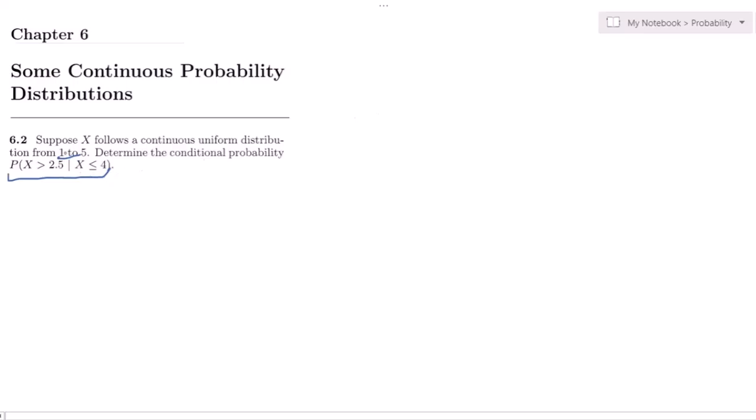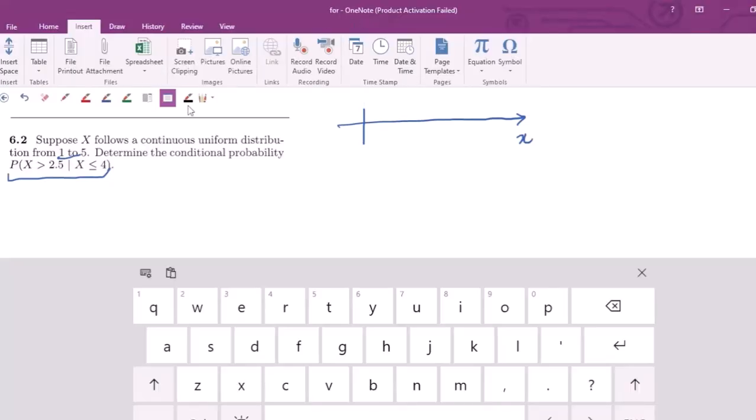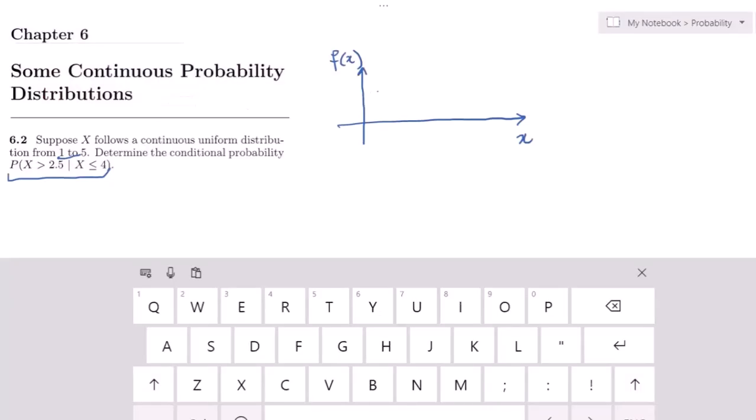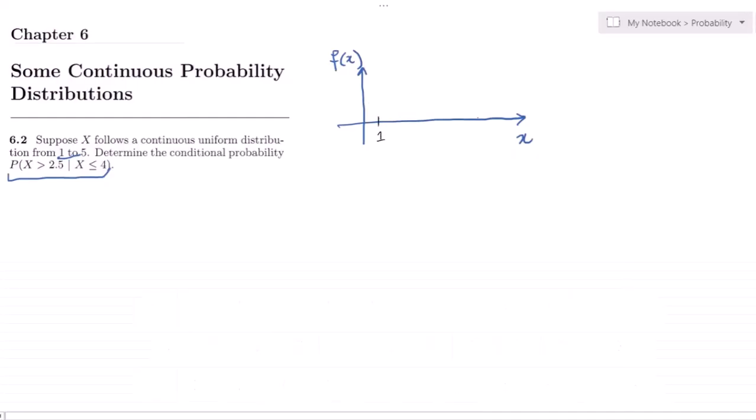So what does it mean? Let me first draw the distribution here to illustrate it visually. This is x, and this is f of x. If I want to draw it, it is from 1 to 5. This is the continuous uniform distribution, so the value of it will remain the same and it will be constant here.